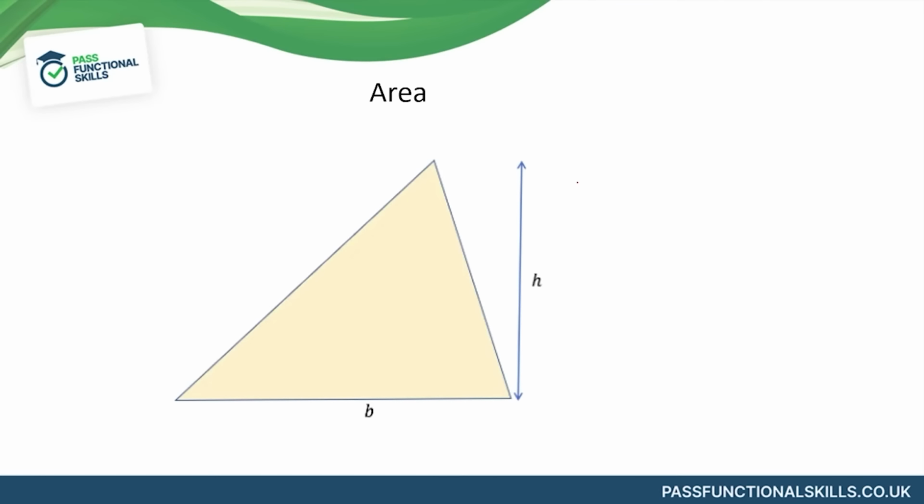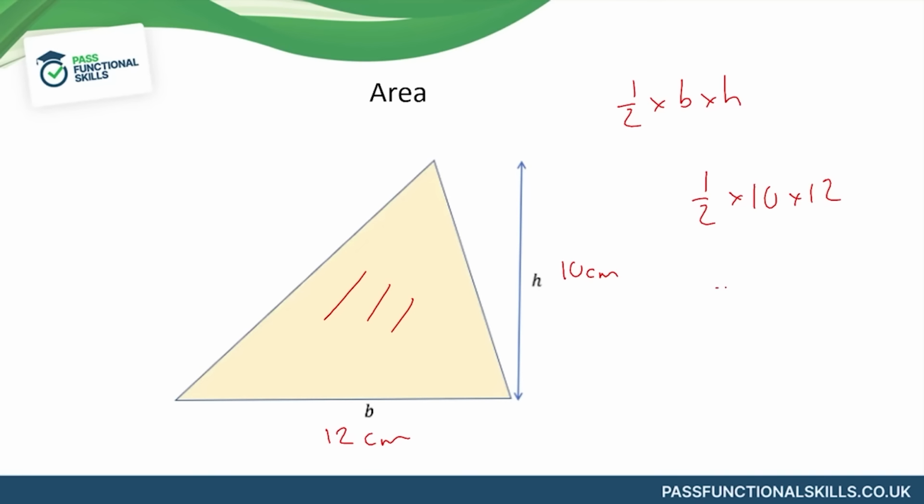So we need to remember that the formula for the area of a triangle is a half of the base times the height. So if we've got a base here which is 12 centimetres and a height which is 10 centimetres, then the area of this triangle is a half of 10 times 12. You can do a half of 10, which is 5, 5 times 12 to get 60, or you could do a half of 12, which is 6, times 10, which gives you 60, or 10 times 12, 120, half that, it's still 60. So 60 square centimetres.